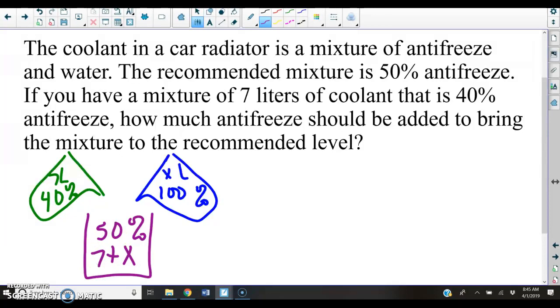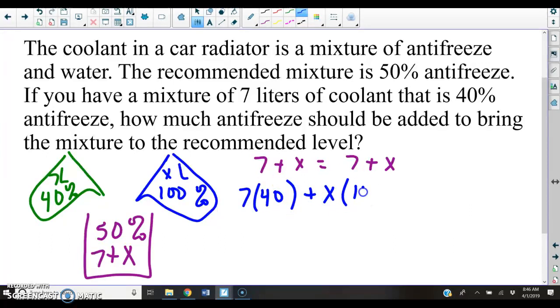Okay. So when we do this equation, I wouldn't personally do this as a proportion. I would say the amount equation is 7 plus x equals 7 plus x. But the value equation is 7 times the 40% and x times the 100% equals 7 plus x times the 50%. If you choose to put decimals in, that's fine. If you choose to have over 100, that is also fine. I just choose to leave my decimals out.